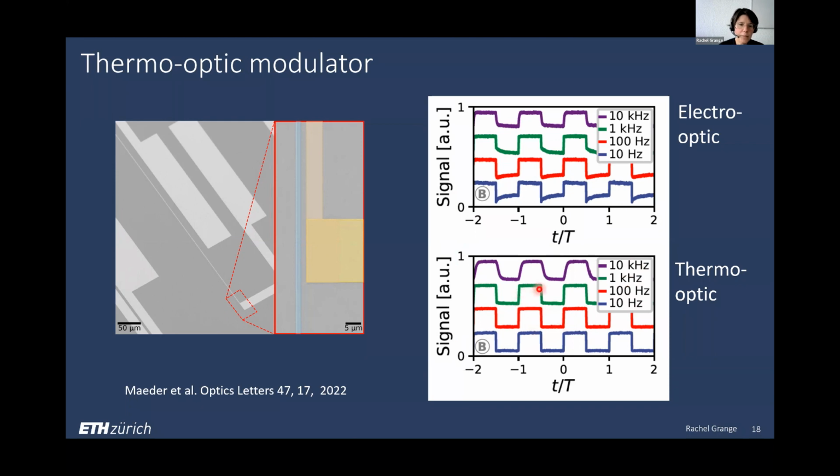But what you can see is that lithium niobate also suffers from some DC drift that you have when you apply an electric field. But when you use a thermo-optic shift, there is not this drift that may occur. So as you can see here in the electro-optic cases, with thermo-optic you have much more precise control of the ramping up and ramping down of the modulation. That was one of the motivations.